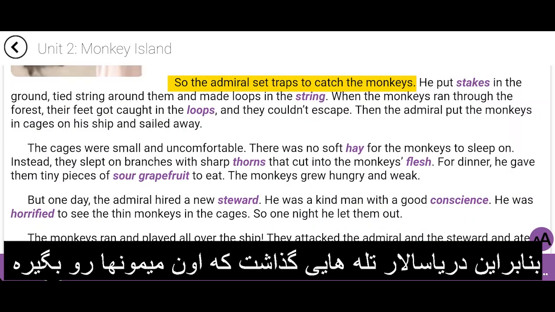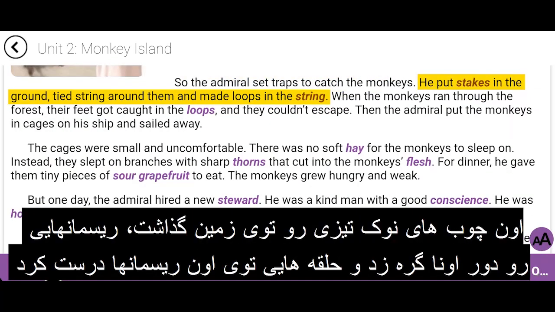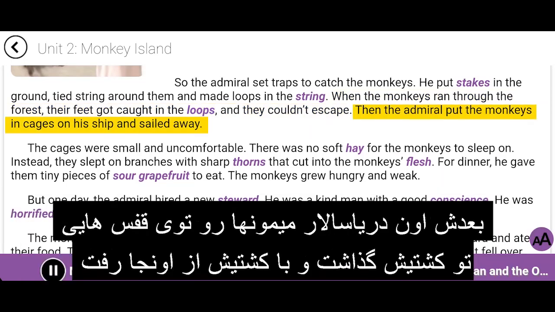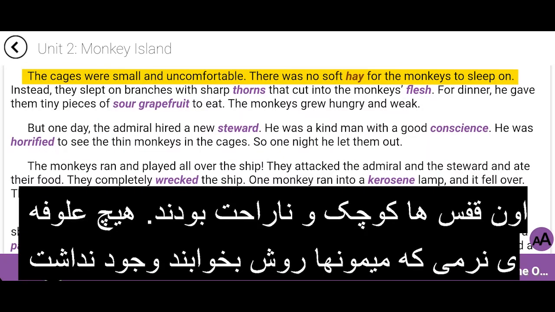So the admiral set traps to catch the monkeys. He put stakes in the ground, tied string around them, and made loops in the string. When the monkeys ran through the forest, their feet got caught in the loops, and they couldn't escape. Then the admiral put the monkeys in cages on his ship and sailed away. The cages were small and uncomfortable.